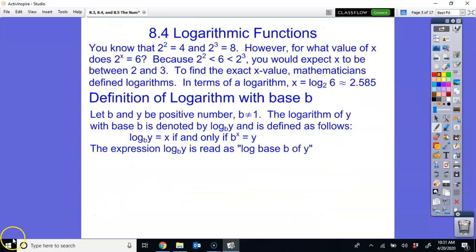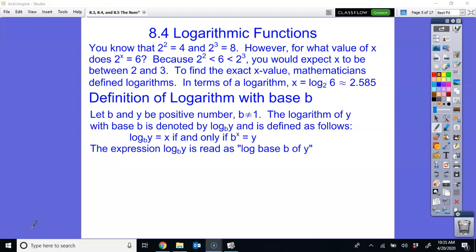So you may want to copy the definition of the logarithm on this page here, but don't copy the top part of this page. Okay, so hopefully you've had a second to copy the definition if you need to. Again, pause it if you need to.